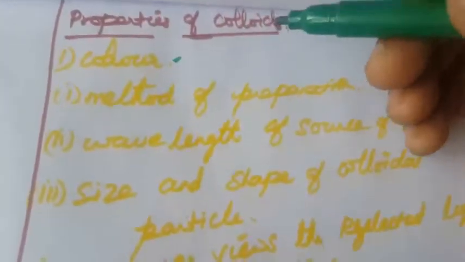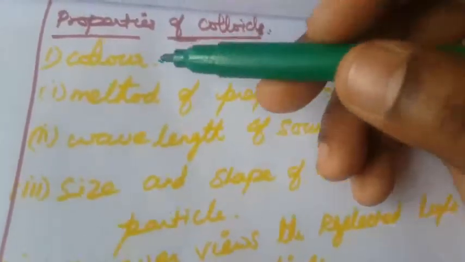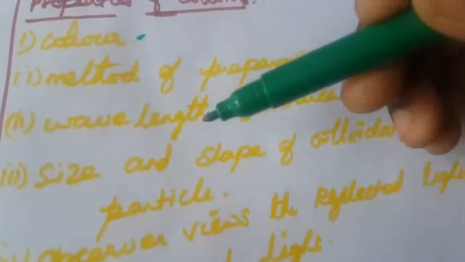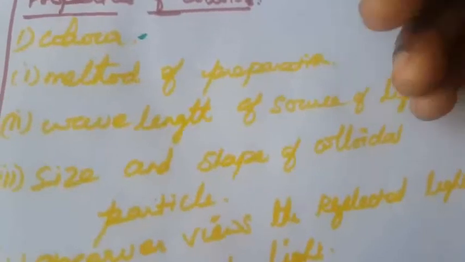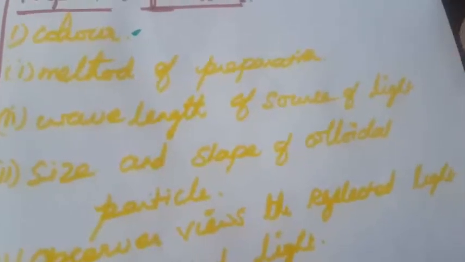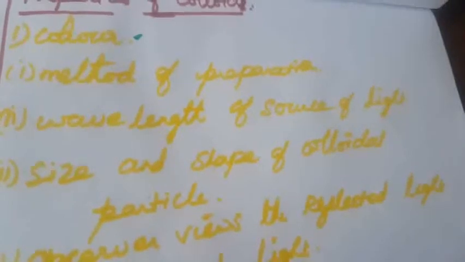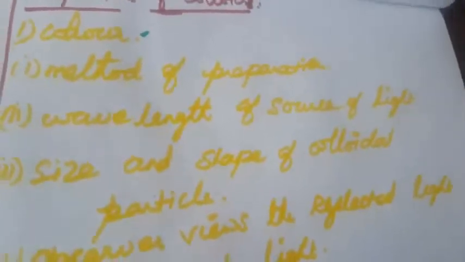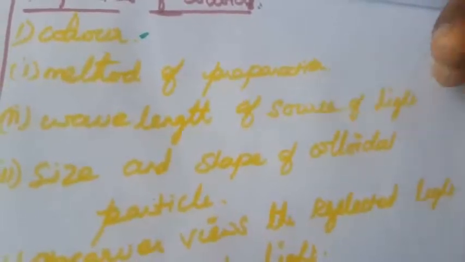The color of the sol is not always the same. The color depends upon the method of preparation of the sol, and another factor is the wavelength of the source of light. How to predict the color of the solution? Suppose blue color is given by dilute milk, then the transmitted light will be reddish in color. The reason is the wavelength of the source of light.